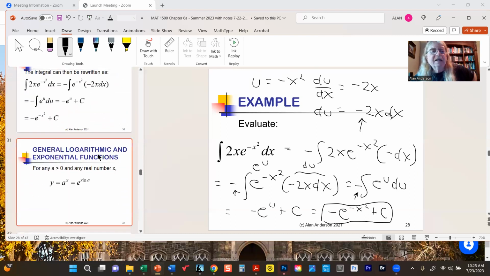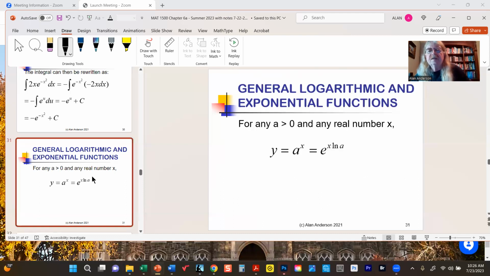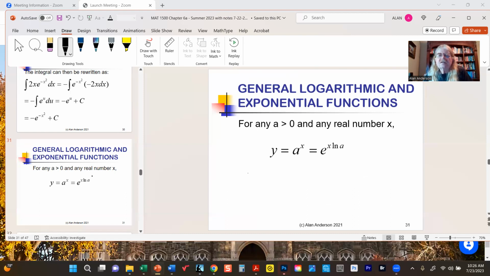Excellent. Okay. Now, how about this one? Now, this one requires us to use an identity. And, again, sometimes there are identities that will help us quite a bit with exponential and logarithmic functions. And here's one that may not be immediately obvious, but it turns out that as long as a is strictly positive, a to the x is the same thing as e to the x log a.